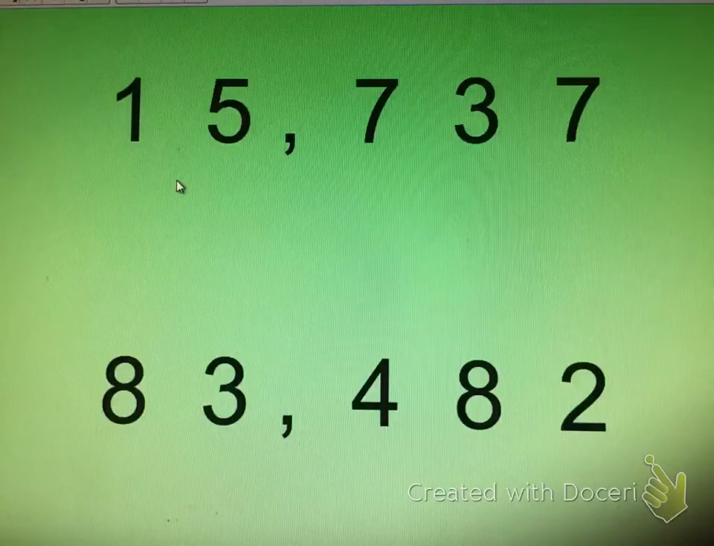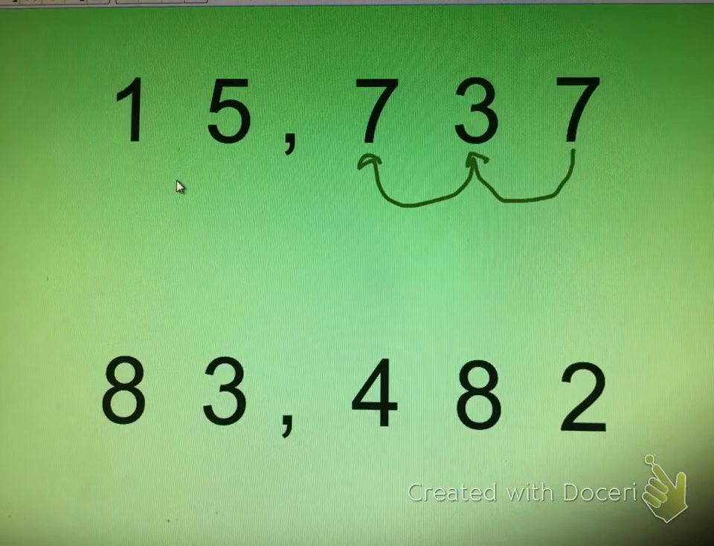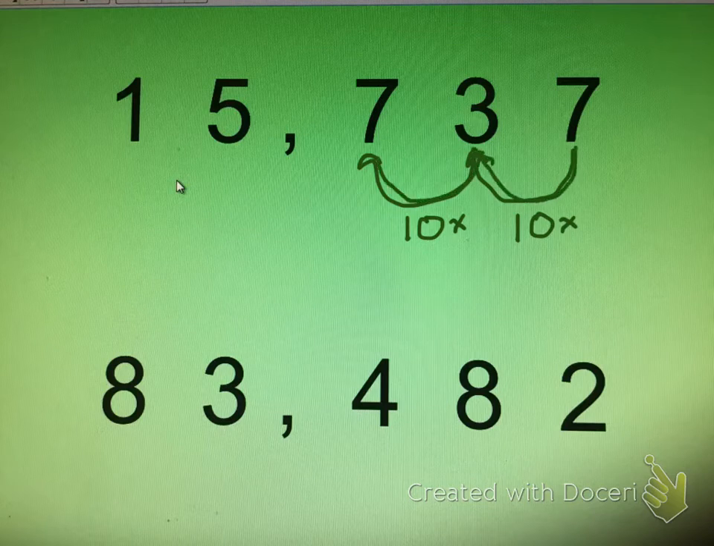So in the number 15,737, how many times greater is the 7 in the hundreds place than the 7 in the ones place? If we know that we get 10 times greater every place value that we move to the left, then we would just multiply 7 times 10 times another 10. This means that 700 is 100 times greater than the 7 in the ones place. My favorite mistake for fourth graders is thinking that 10 and another 10 means it gets 20 times greater. It is not 20 times greater, it is 10 times 10, which would be 100 times greater.